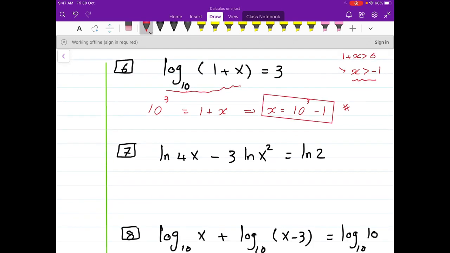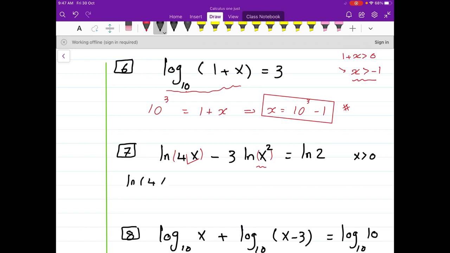Now, to solve the equation ln 4x minus ln 3x squared equals ln 2. The domain: x is positive, because the domain of ln is positive numbers, not R except 0. So the domain for this equation is that x must be positive. Now, how can we solve this equation?